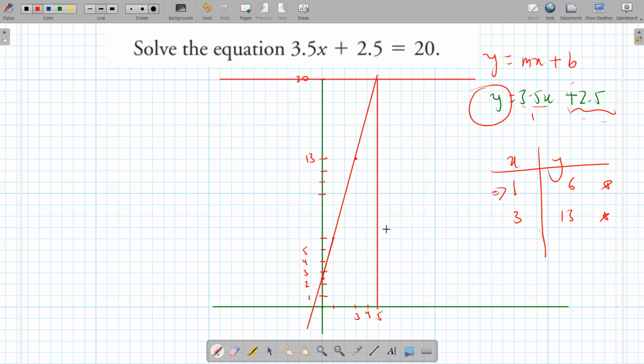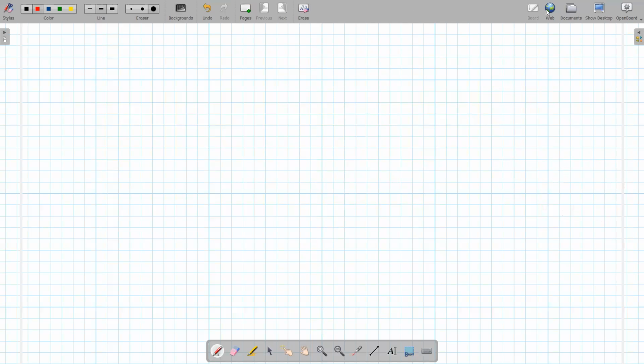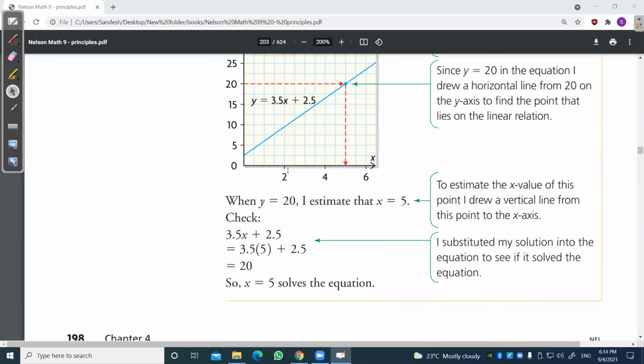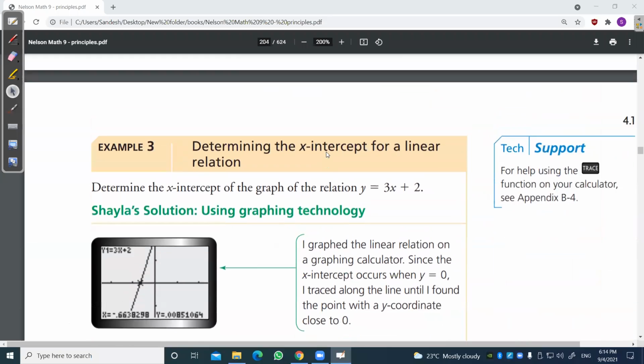Not very efficient, but you have to know how to do it. The best way is definitely doing it algebraically. It's like 2 steps. But sometimes you don't have a choice. Like here they graphed it, that's fine.